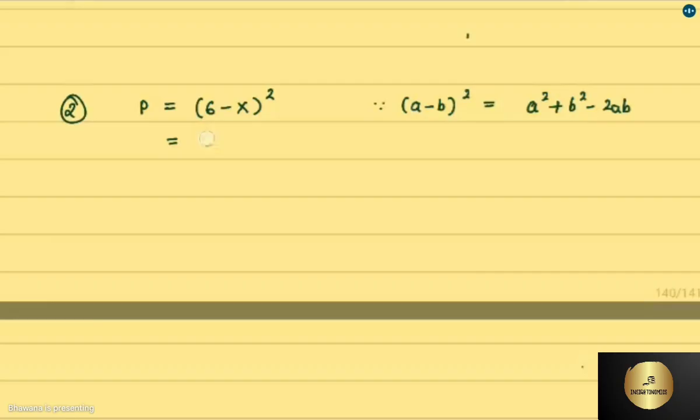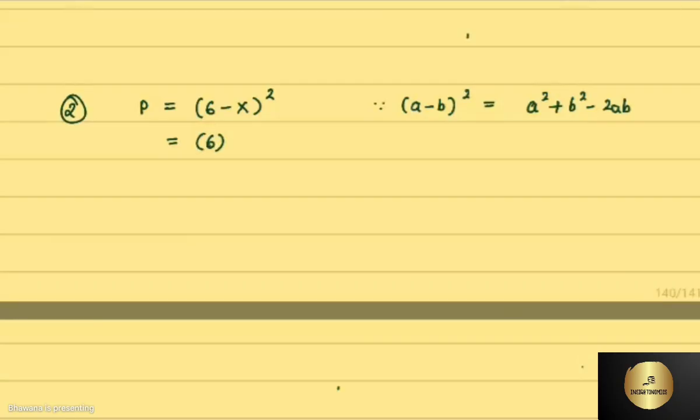So what is our second demand function? So second demand function is given as p is equals to 6 minus x whole square. So जब आप इसको expand करोगे, this looks like a minus b whole square. So जब उसको expand करते हो, you will get a square plus b square minus 2ab. तो similarly आप इसको भी ऐसे expand करोगे, so you will get square of 6.